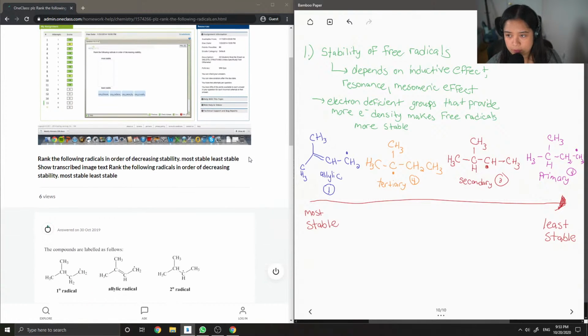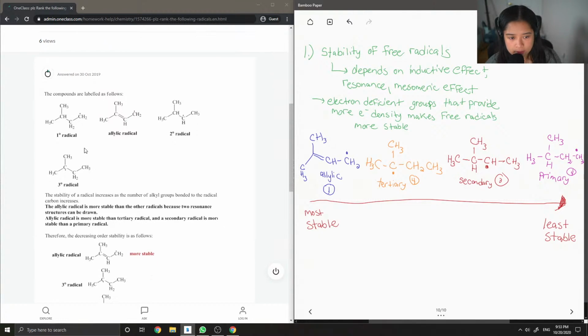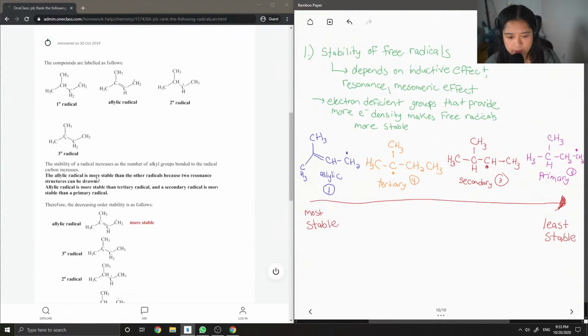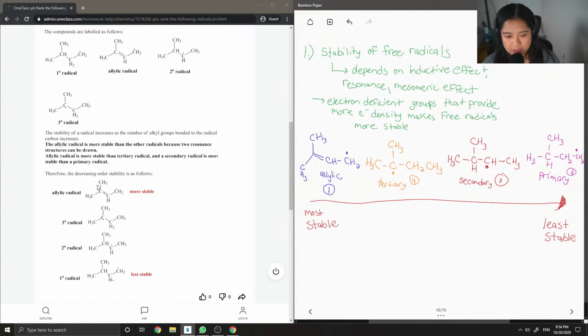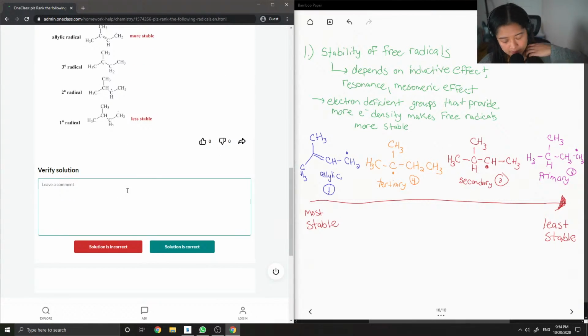Now let's look at the answer from our junior tutor. So they have their 1 degree radical allylic, 2 degree, 3 degree. The stability of a radical increases as the number of alkyl groups bonded to the radical carbon increases. The allylic radical is more stable than the other radicals because 2 resonance structures can be drawn. Allylic radical is more stable than tertiary radical, and secondary radical is more stable than a primary radical. Therefore, the decreasing order of stability is as follows. Okay, so that was a very well written solution, and it was also correct.